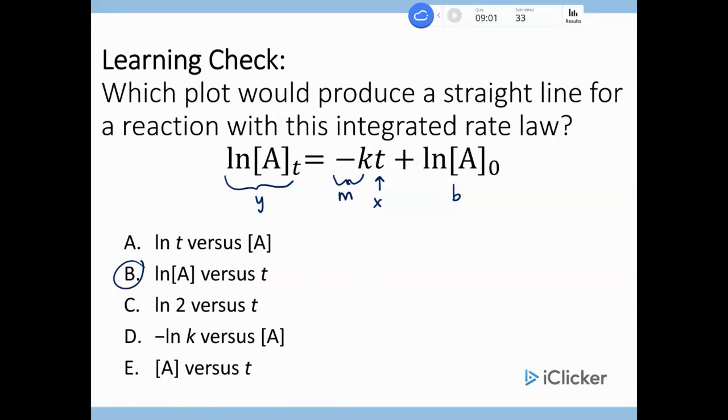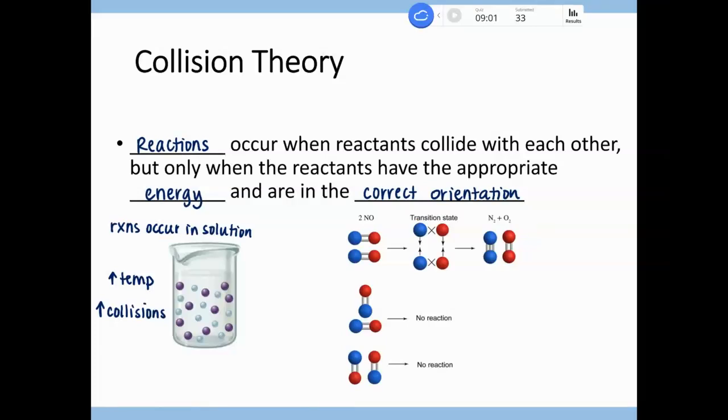All right. Moving on to review what we talked about for collision theory and then some new content. So remember that reactions will occur only when reactants have sufficient energy, and that sufficient energy is what we call the activation energy. Reactants need to have enough energy to overcome the activation barrier, in order to form the products. So they will react when they have sufficient energy and when they are in the correct orientation.